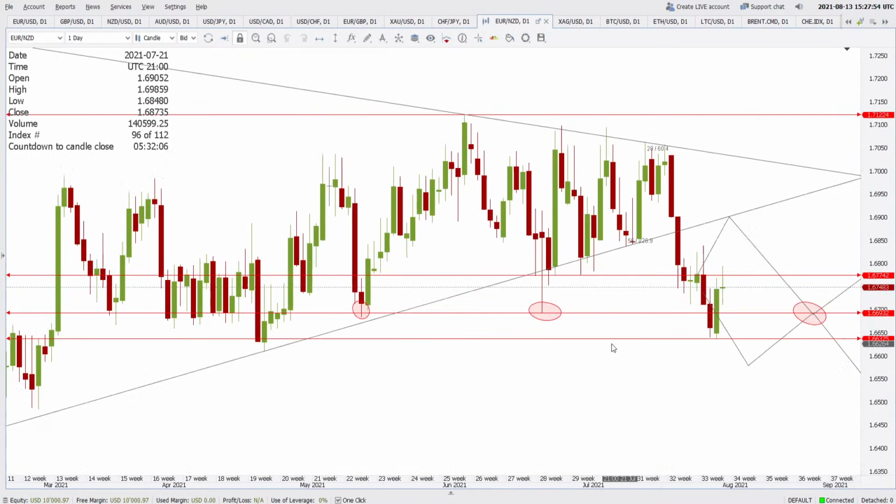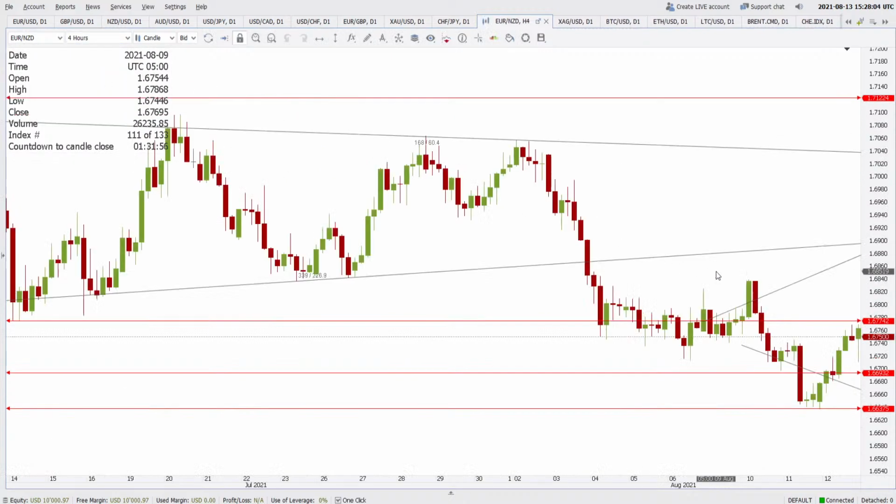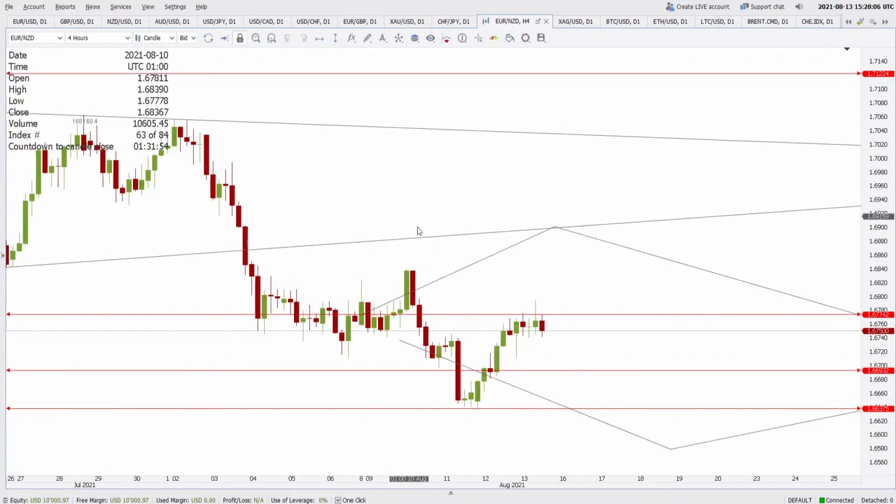Euro New Zealand. Yesterday there was a bullish pin bar. Today price met the resistance at around 1.6774 region and was sent back here like this. All right. So now is this a bearish pin bar? No, it is a pin bar, but not bearish in nature. The price still managed to close higher on the 4-hour, but now the price is trying to close lower than that candle.